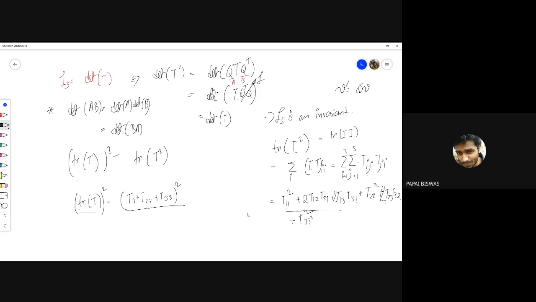So t22 square plus t11, 2 into t11 t22 plus 2 into t11 t33 plus 2 into t22 t33. What is the first term in this? No, t22 square. There would be no t11 squared. The squares are all cancelling out.